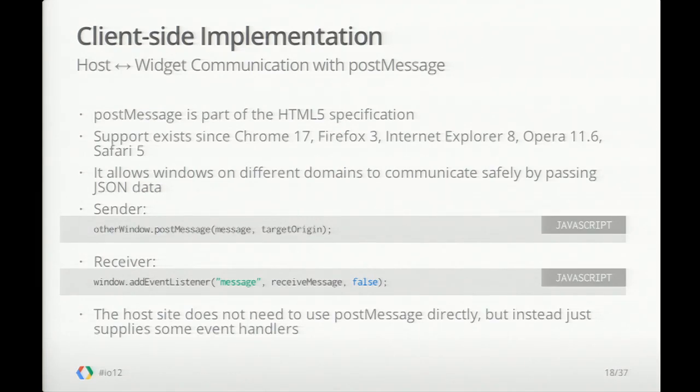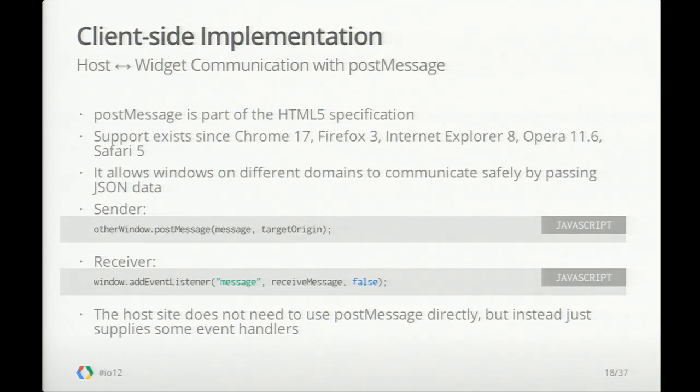You pass an object to it, and that object gets converted to JSON data, and then that JSON data arrives at the other window. And what this looks like, you can see here: on the sender side, the sender has a reference to the other window, and it just calls postMessage on that window. It passes a message, which is an object, and it can also specify a target origin. And I'll explain a bit more about that later. The receiver just adds an event listener for a special event called message, and it supplies a receive message callback, which handles these post messages as they come in.